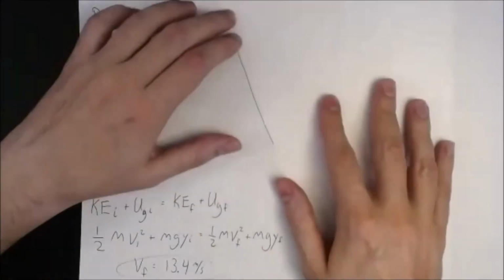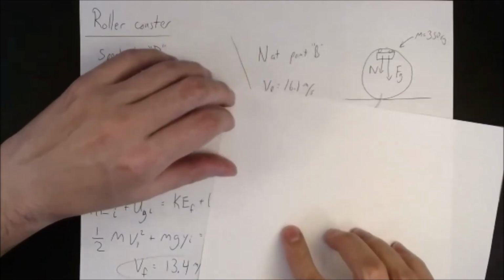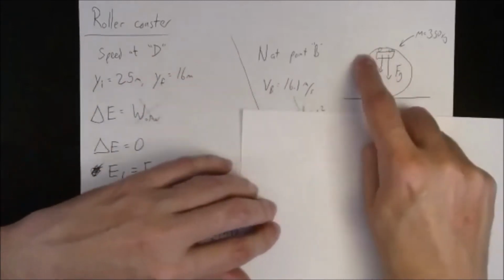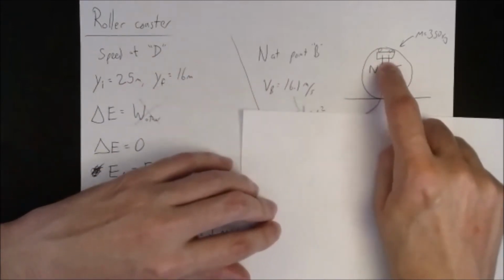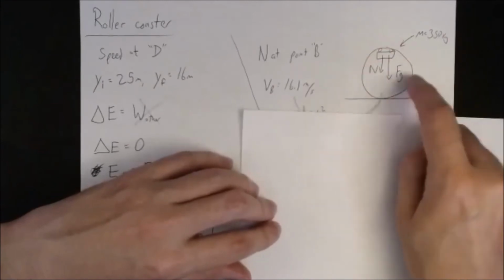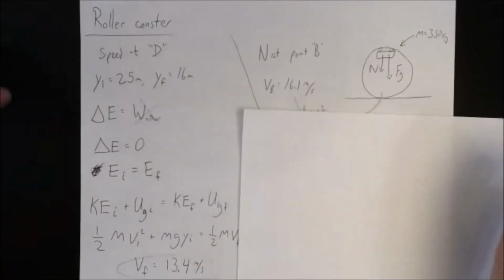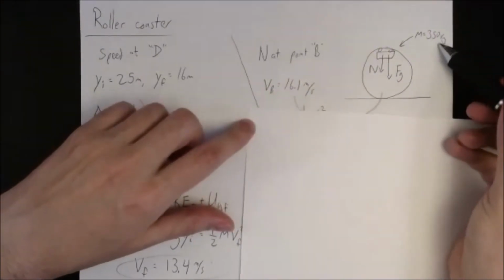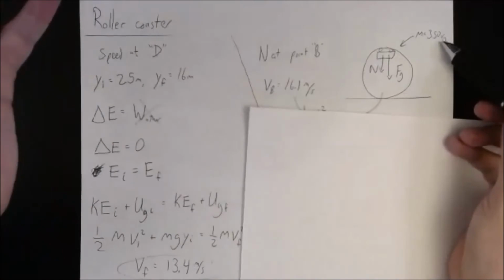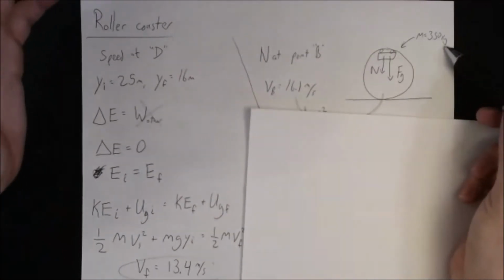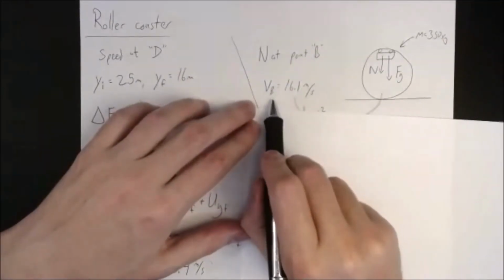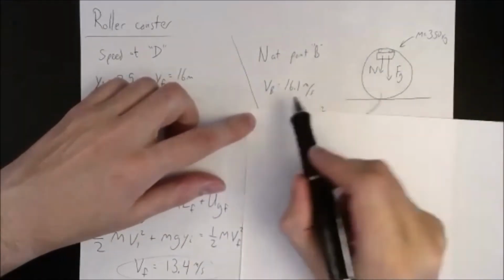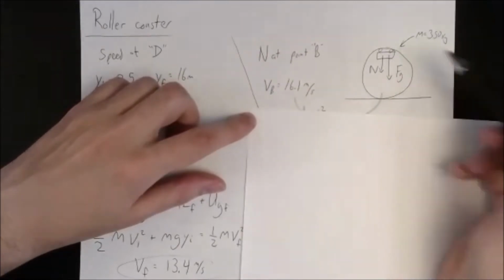The other question I asked was, what is the normal force that I experience at the top of the loop? Here's the loop. What's the normal force up there? The normal force at point B. The mass, I did end up saying, let's just say it's 350 kilograms. I ended up giving you the answer on one of those slides that velocity at B is 16.1 meters per second.